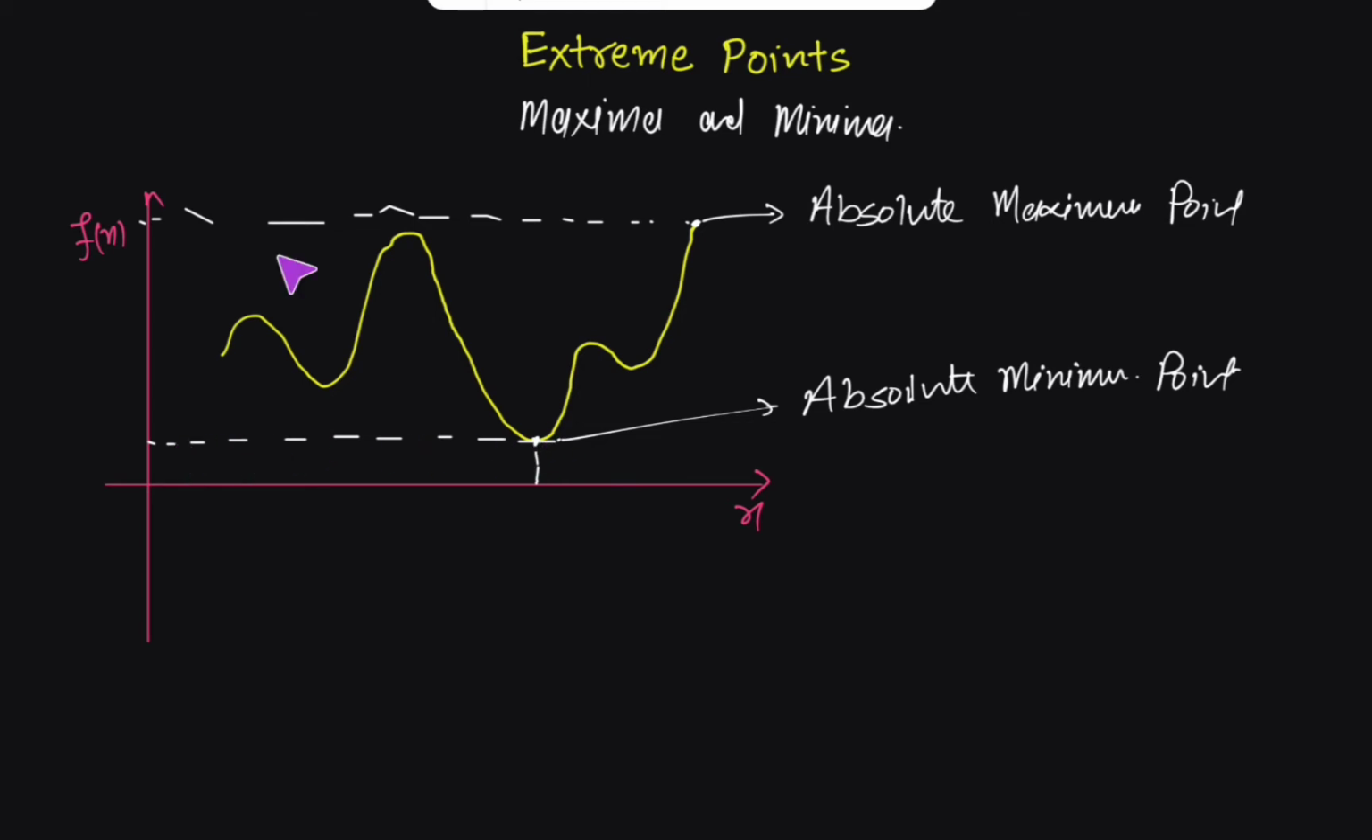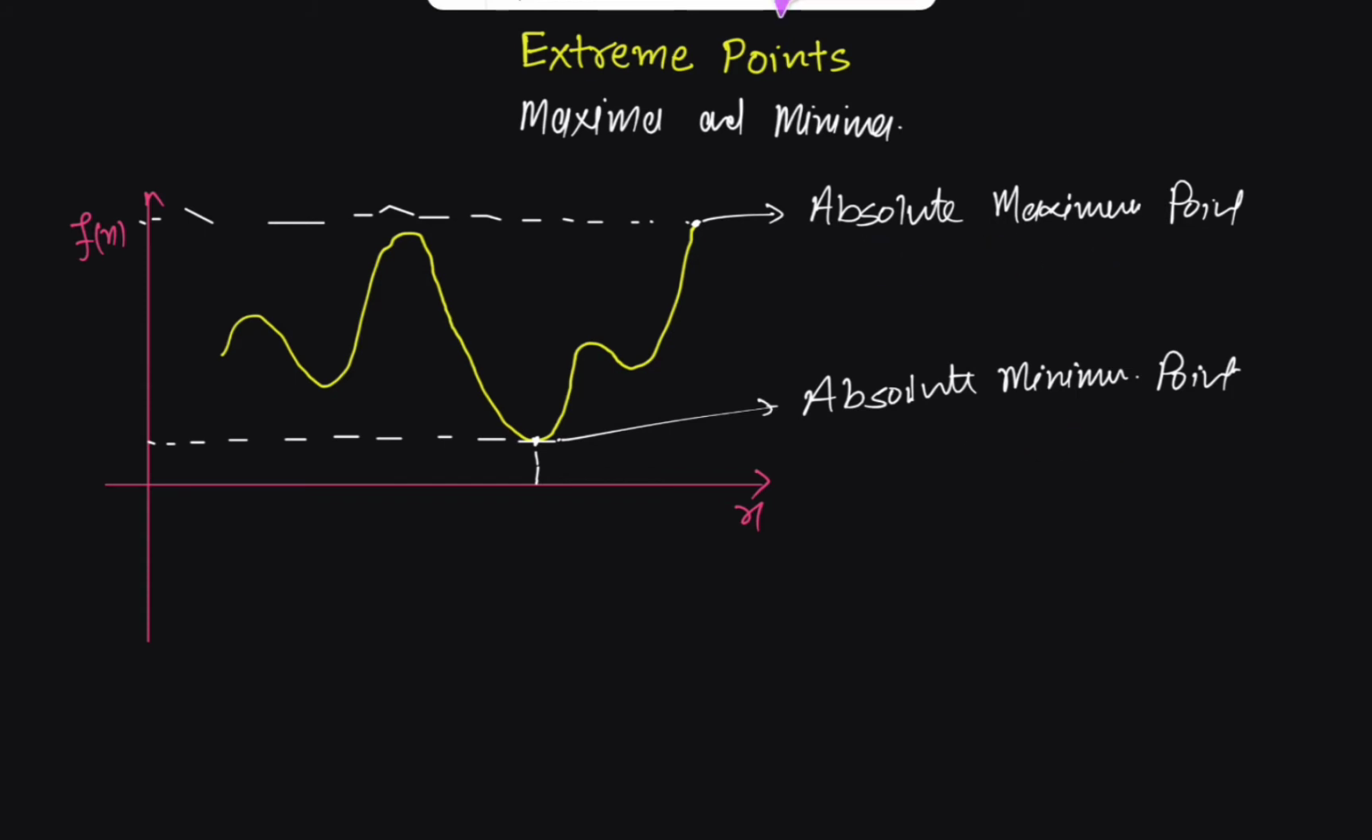If we draw two lines, one for the absolute maximum and the second for the absolute minimum, we can easily see that the function is always changing its value between the absolute maximum and absolute minimum. The function will never cross these two lines. It will always vary in between these two lines, and it will always have only one absolute maximum and only one absolute minimum. So this is about the absolute points.